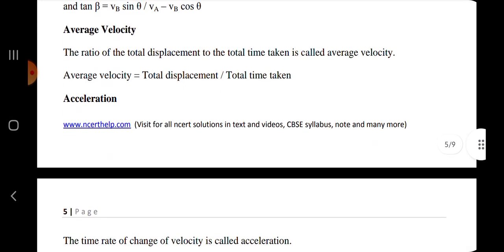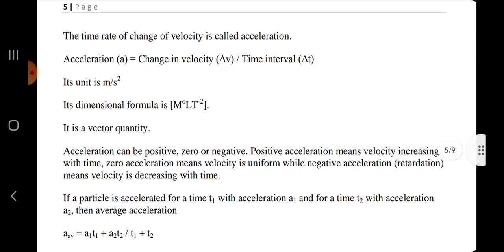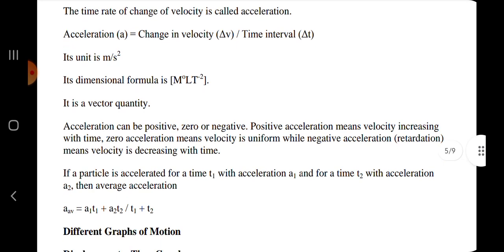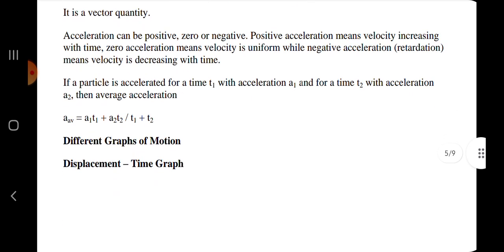Then average velocity. The ratio of the total displacement to the total time taken is called average velocity. Average velocity is equal to total displacement upon total time taken. Now the acceleration. The time rate of change of velocity is called acceleration and it is equal to change in velocity upon time interval. Its unit is meter per second square. Its dimensional formula is M0 L1 T minus 2 and it is a vector quantity. Acceleration can be positive, zero or negative. Positive acceleration means velocity increasing with time and zero acceleration means velocity is uniform, while negative acceleration, retardation, means velocity is decreasing with time.